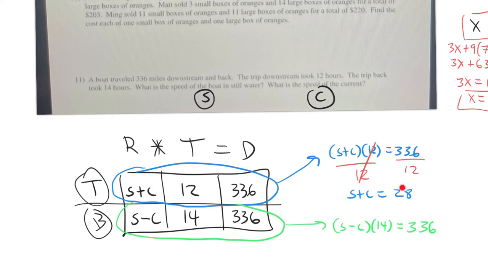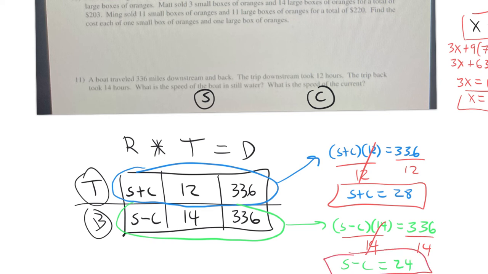Basically what we're doing is we're constructing the equations that we're going to use to solve the problem. So this is the first equation that we're going to use. Now, as you would probably guess, you could do literally the same thing over here where you divide both sides this time by 14. Right? And then you're going to have your S minus C equals 336 divided by 14. 336 divided by 14 is 24. And now you have your second equation, which is going to be very useful.